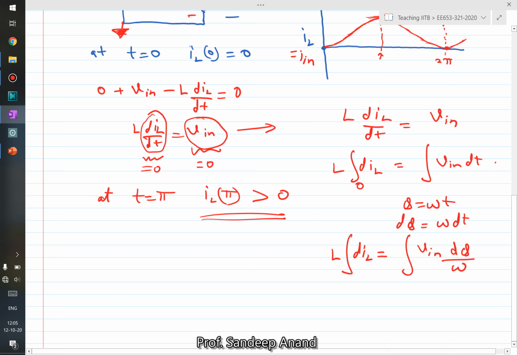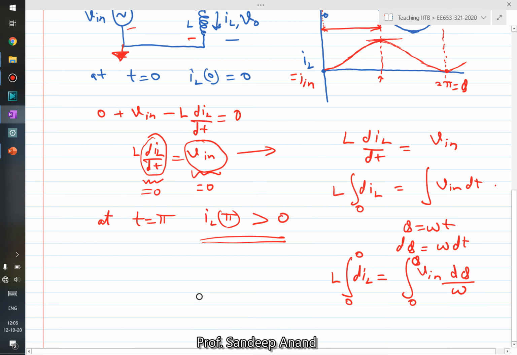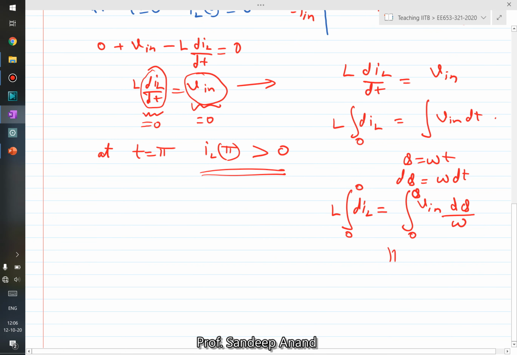and initially at t equal to 0, theta is also 0 and the current is 0. Now I want to locate a point theta. Let's say it is not 2 pi, but some theta, at which my inductor current again comes out to be 0. I want a value of theta using this equation. If I expand this equation, the left side is 0 and the right side is the integral of Vin d theta, going from 0 to theta.